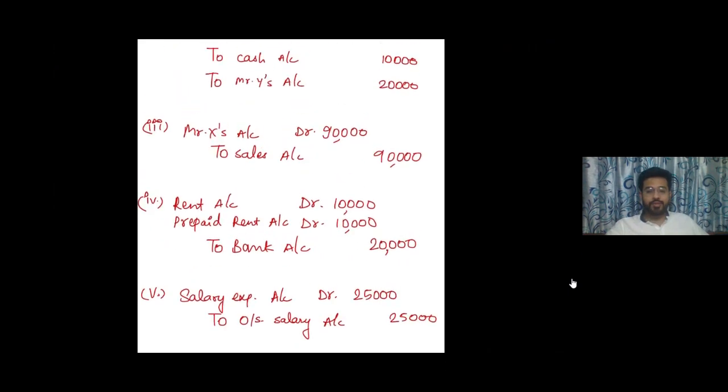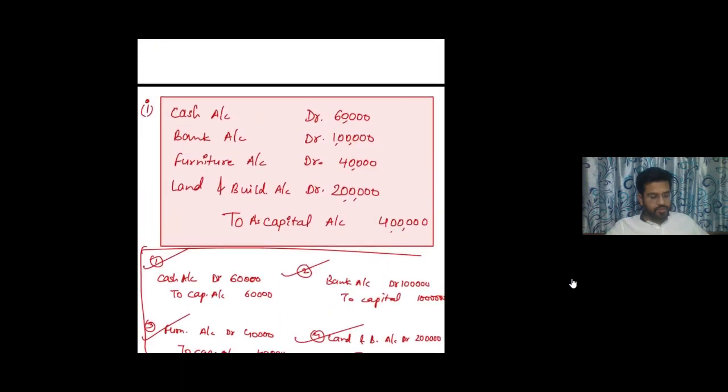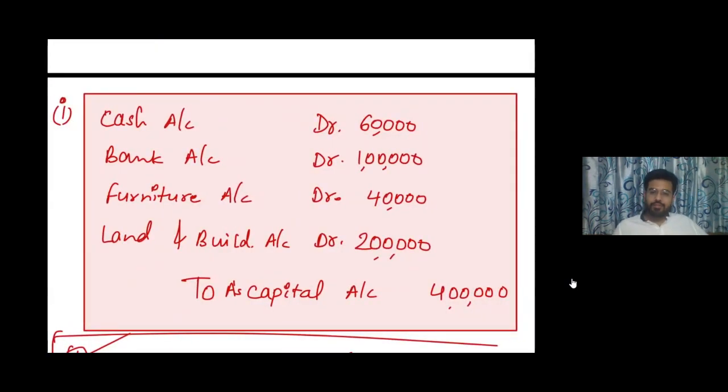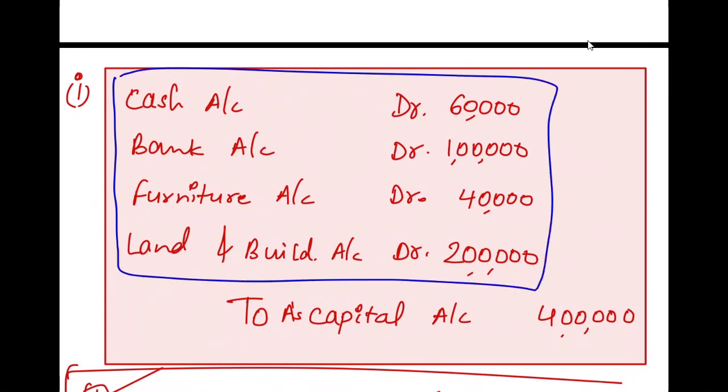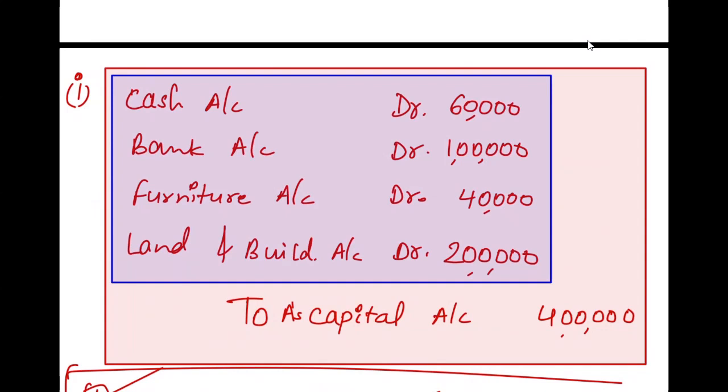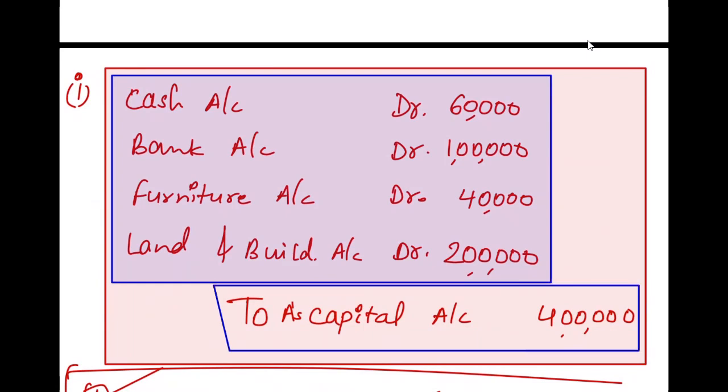Let us discuss all the journal entries one more time. The first journal entry was that we have introduced the cash, the bank, the furniture, and the land and building in the form of capital. Whatever has been introduced, all those accounts have been debited. And who has brought all these things into the business? Sir, he was the proprietor. So we have credited the proprietor's capital account. That is the first journal entry.